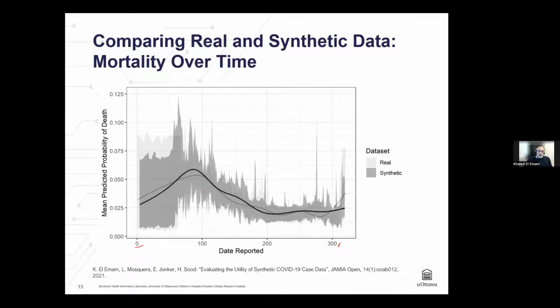This is a conditional partial dependence plot, which essentially factors out the other variables and looks at the relationship between dates and mean predicted probability of death. It's a relatively complex model, a gradient boosted decision tree. And you can see the real and synthetic data, and the gray part is the 95% confidence interval. The real and synthetic data followed each other quite closely for quite a complex model, capturing the relationships to predict this outcome.